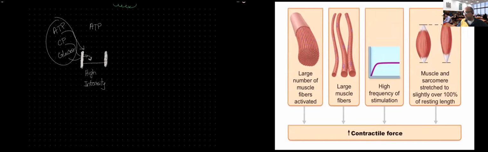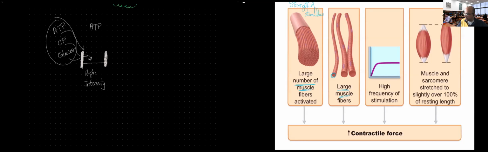Remember, factors affecting the force of contraction. First, the number of muscle fibers that I am recruiting. And remember, what is going to be determining the number of muscle fibers that I recruit is the strength of stimulus. Stronger stimulus recruits more muscle fibers. And the more muscle fibers I recruit, the stronger the muscle contraction I create. The size of the muscle fiber. Remember, the larger the muscle fiber that I am recruiting, the stronger the force of contraction.